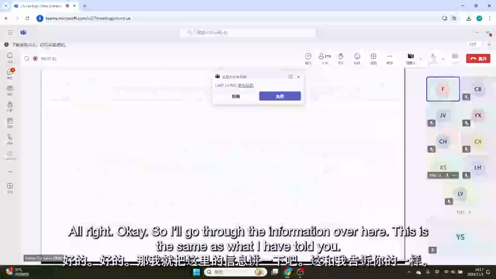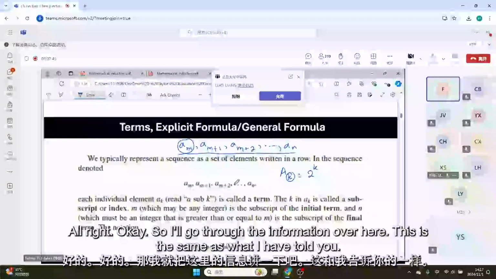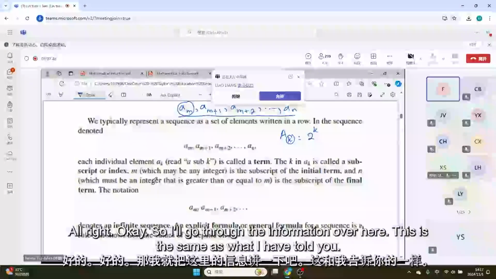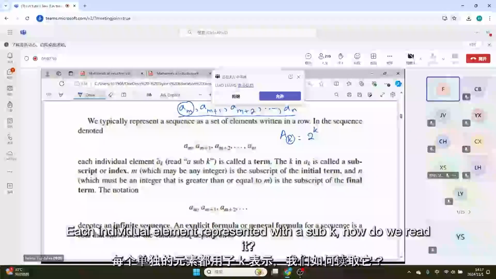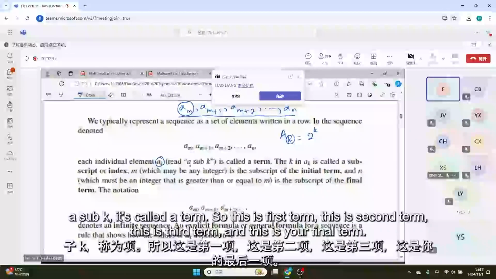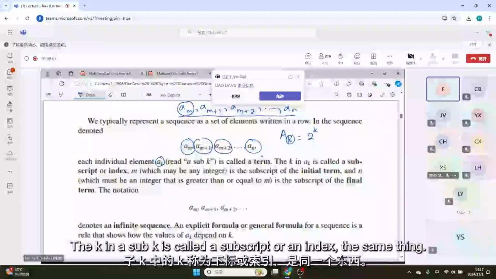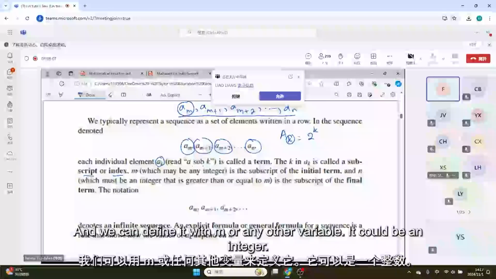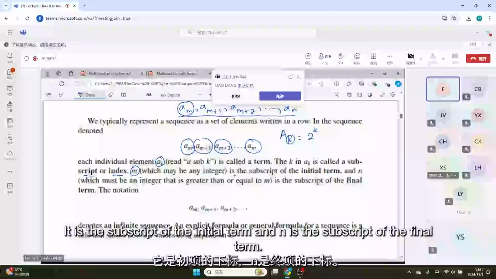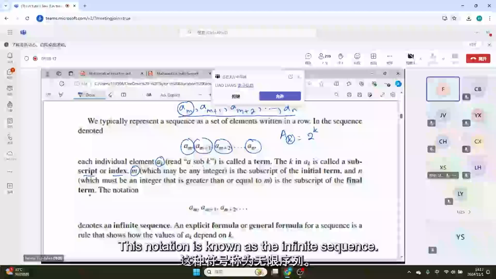Okay, so I'll go through the information over here. This is the same as what I have told you: each individual element is represented with a sub k. How do we read it? A sub k, it's called a term. So this is the first term, this is the second term, this is the third term, and this is your final term. The k in a sub k is called a subscript or an index, the same thing. We can define it with m or any other variable. It could be an integer. It is the subscript of the initial term, and n is the subscript of the final term. This notation is known as the infinite sequence.